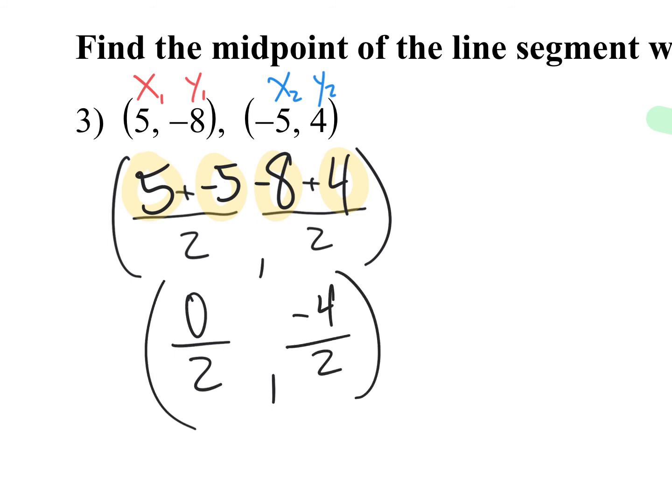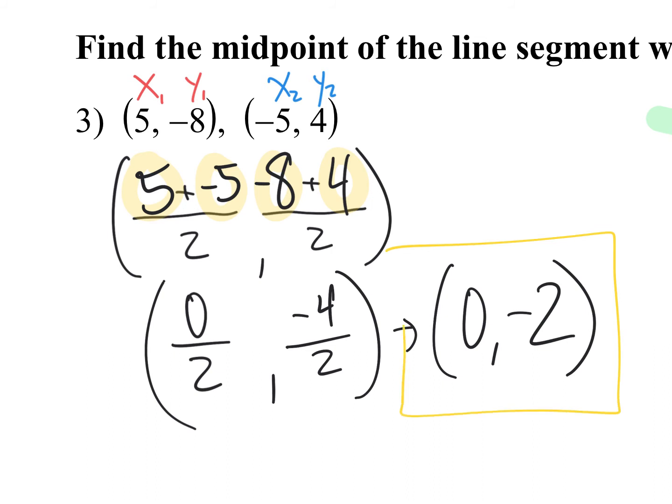And so we need to simplify this further. I know that 0 divided by anything is 0, and so this simplifies to 0. And then -4 divided by 2 is going to be -2. And there you have it. This is the answer. This is the midpoint.